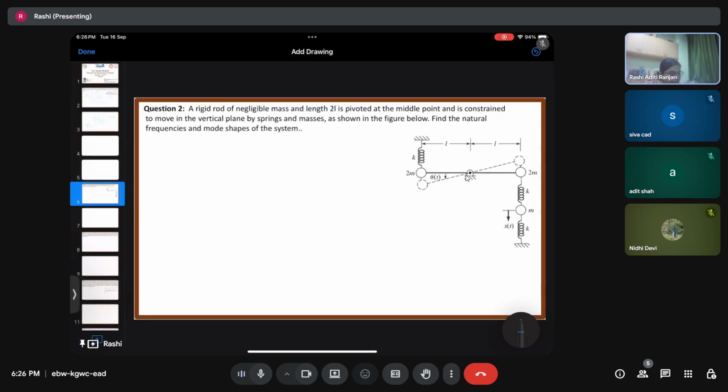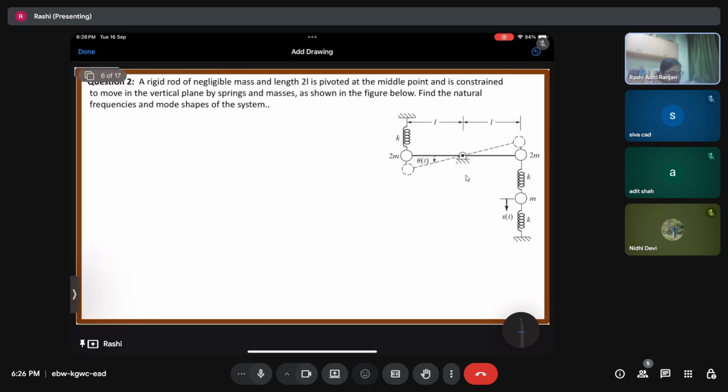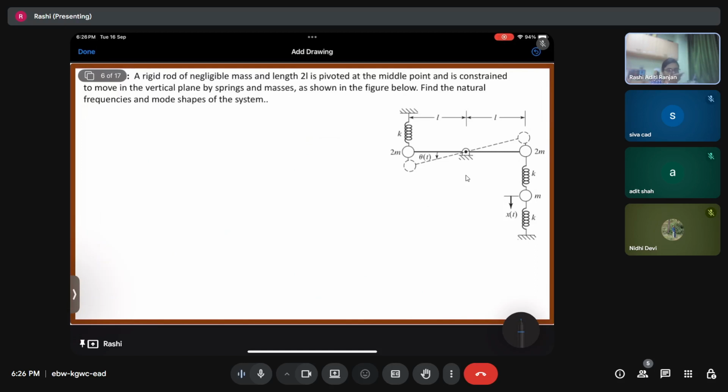Now we'll come on to the second question. I took up this question because I find it interesting. See, there's a rigid rod of negligible mass, having a length of 2L, pivoted at the middle point, and is constrained to move only in the vertical plane by the spring and the mass. So it is basically constrained over here.